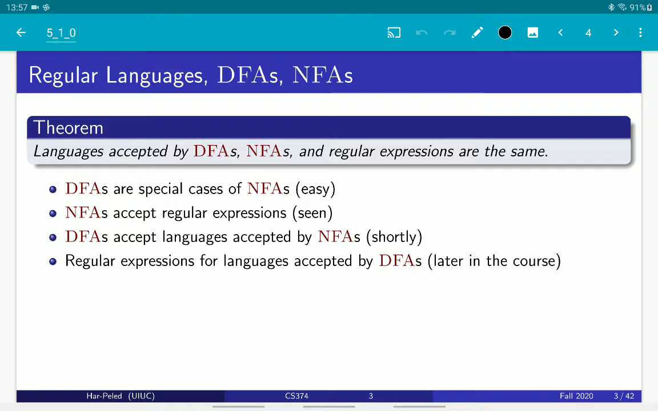NFAs accept regular languages. We saw that, right? Essentially, given a regular expression, we saw how to translate it into an NFA. And next, we're going to show that given an NFA, we can generate a DFA that accepts the same language. And finally, we will see how to extract a regular expression from an NFA.